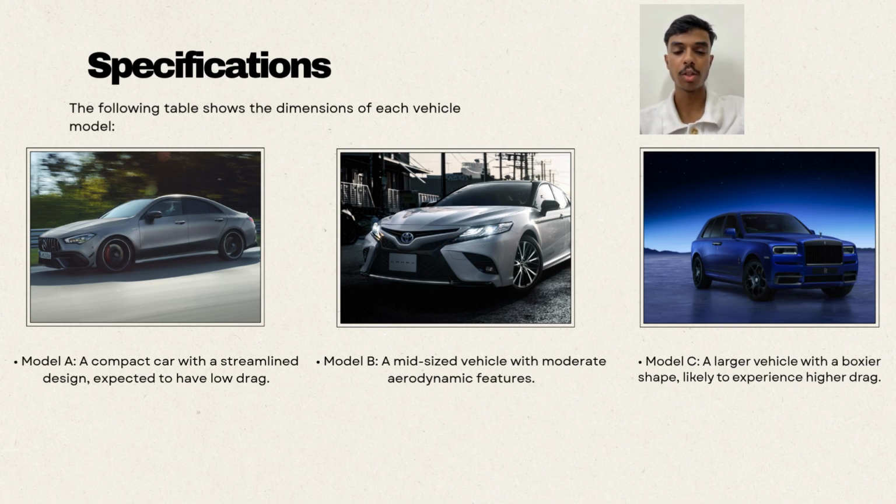These are the specifications and examples of cars for the dimensions of each vehicle. We have 3 models, model A, B and C. Model A is a compact car with a streamlined design, expected to have low drag, and in the picture that is a Mercedes CLA 45. Model B is a Toyota Camry, a mid-sized vehicle with moderate aerodynamic features. Model C is a Rolls-Royce Cullinan, a larger vehicle with a boxier shape, likely to experience higher drag.